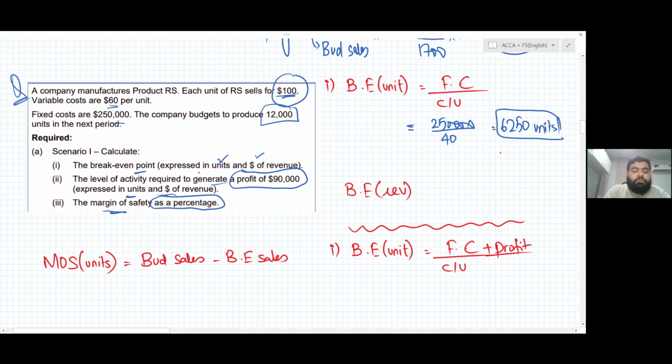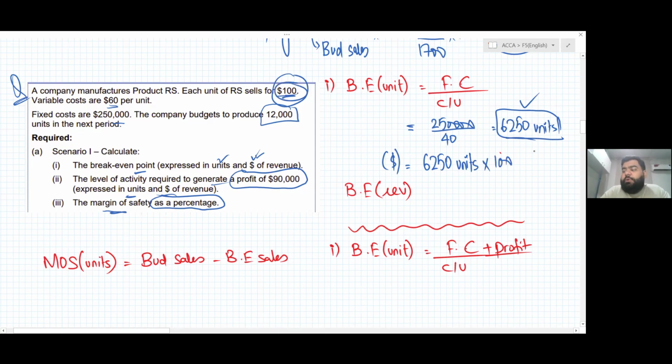Now he's asking also in revenue. I have told you one formula, fixed cost divided by contribution to sales ratio, right? That is the first formula we discussed for break even in revenue, but there is one shortcut as well. If you want to calculate break even in revenue, just take the answer of break even in units and multiply by selling price. We know that break even units were 6250 units. Take these units and multiply with the selling price, that was 100.